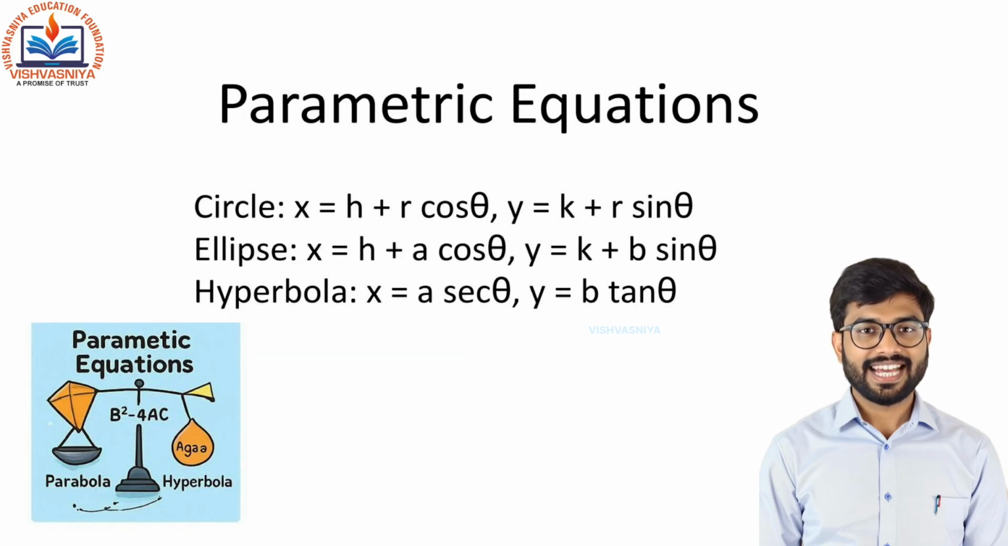To simplify calculations, we also use parametric equations. For a circle, x equals h plus r cos theta, y equals k plus r sin theta. For an ellipse, x equals h plus a cos theta, y equals k plus b sin theta. For a hyperbola, x equals a sec theta, y equals b tan theta. These forms are very useful in trigonometric substitutions during exams.